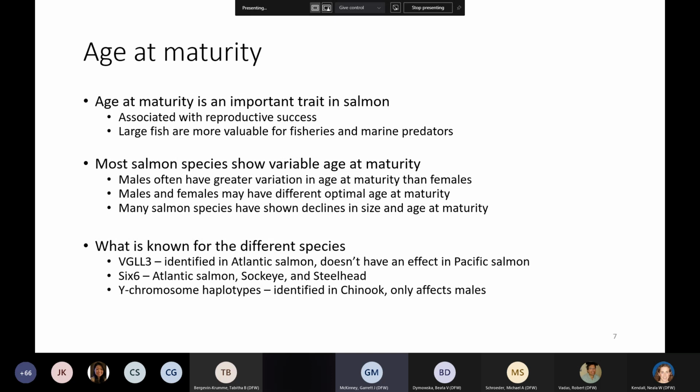So age at maturity is obviously an important trait in salmon. It's associated with reproductive success, where larger, older individuals tend to have greater fitness. Large fish are also more valuable for fisheries because there's more profit in catching a large fish, and they're more valuable for marine predators because they have more calorie content.